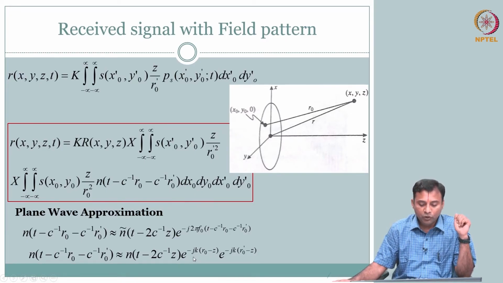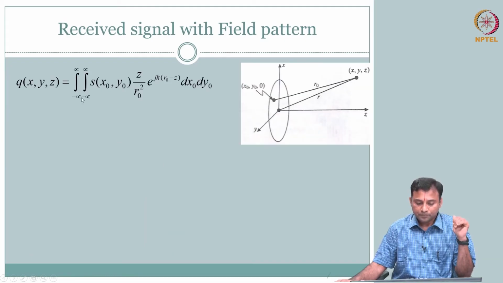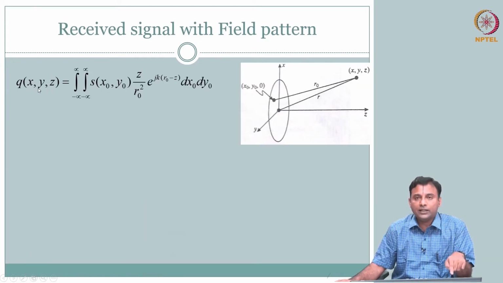So, now we need to substitute this back. The next slide is also going to be, I mean, this is a big equation, we have not done much, we will just substitute this back and then start to reduce. What we now call q of x, y, z is just that term.